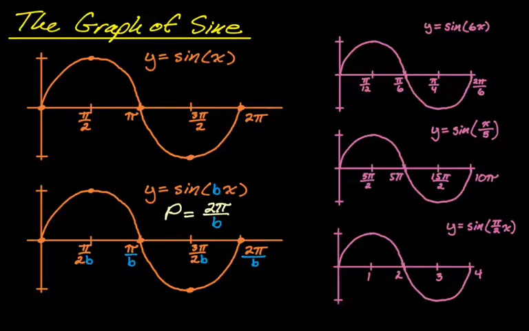And then I had sine of pi over 2 times x. It's actually really common to have pi in the value of b. So I do 2 pi divided by pi over 2, which just gives me 4. 4 is really easy to divide by 4. So we go 1, 2, 3, 4, and it's the same basic shape. So that's an important thing to know.